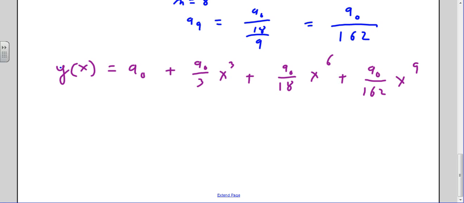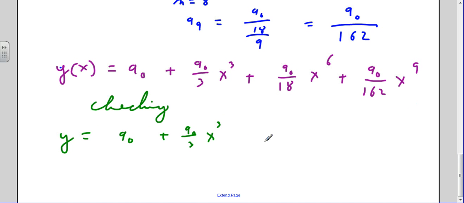All right, now at that point we're almost done. We need to check our work. There's no way we can know that's right unless we check our work, or we look in the back of the book and we know what the answer is. So we're going to check our work. Y is A0 over 3x cubed, A0 over 18x to the 6, A0 over 162x to the 9th.